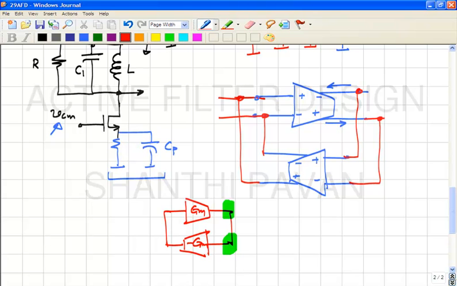Okay? And where must you put the integrating capacitances? One capacitor here, another capacitor here, another capacitor here, another capacitor.